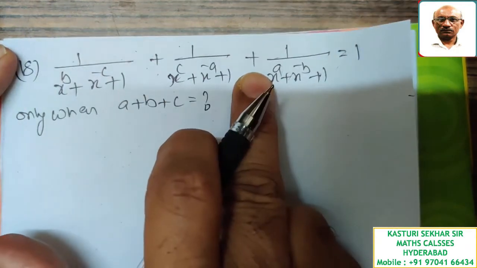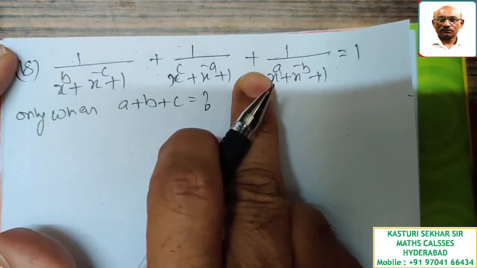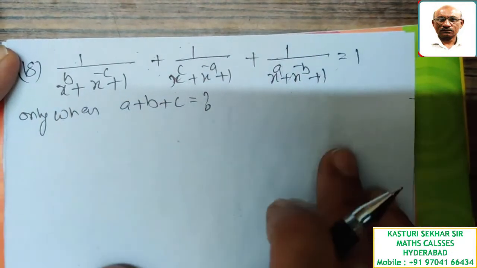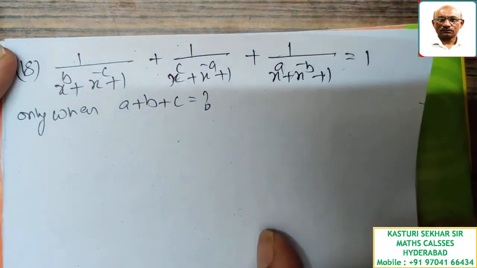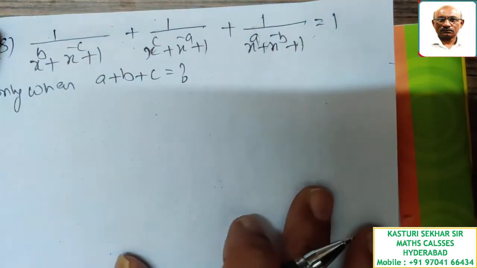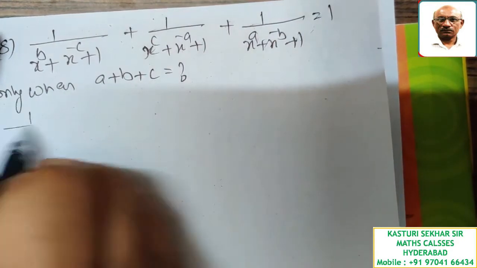There is a plus sign between the terms, and this value is equal to 1 only when the terms in the numerator and the terms in the denominator are same.